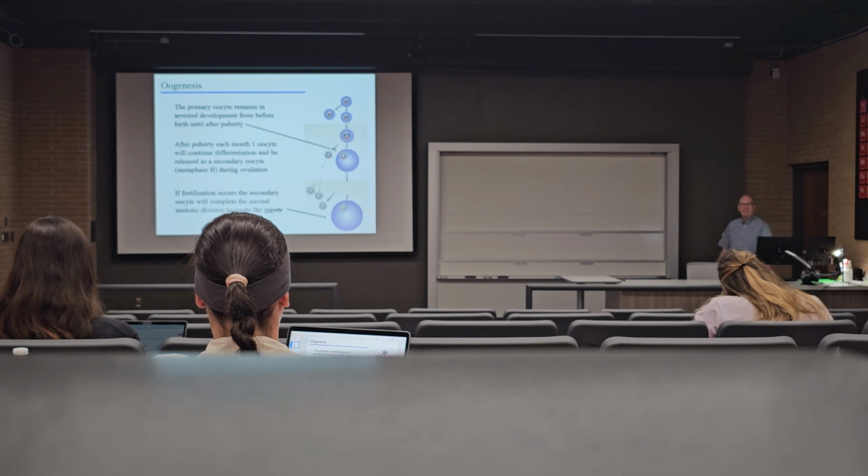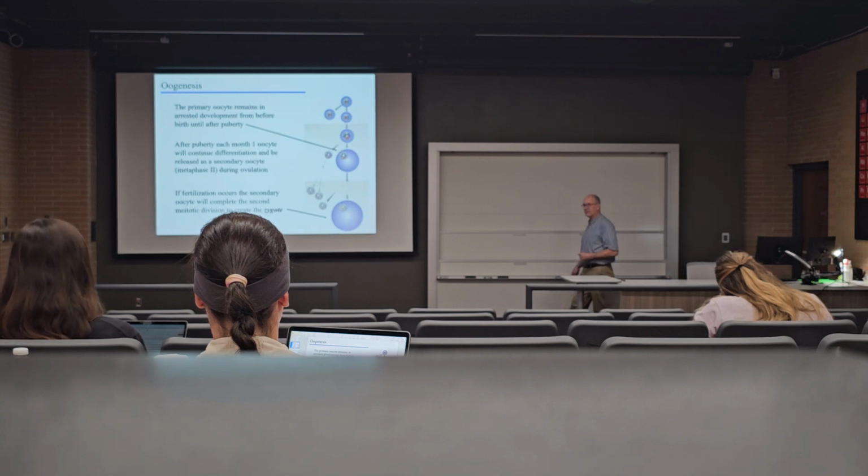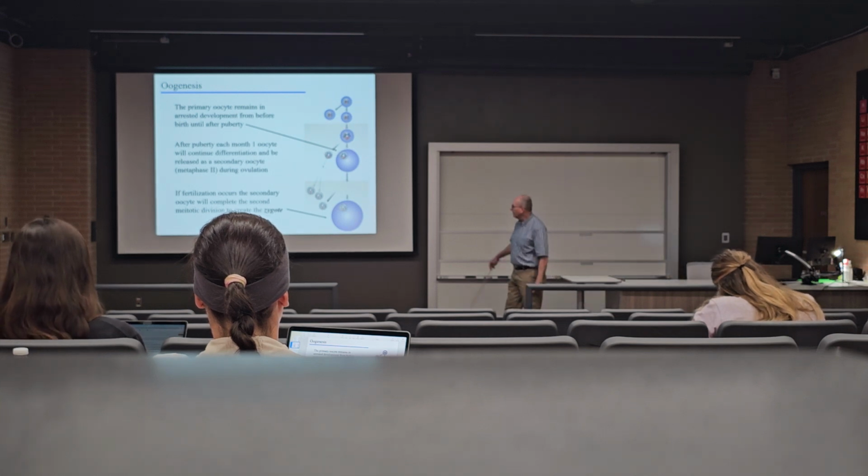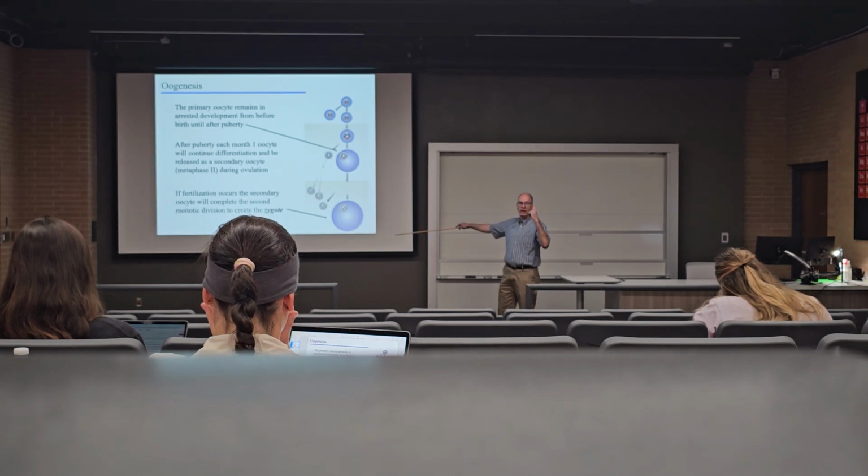And that's the basics of how we get eggs. Any questions on oogenesis? Again, it's somewhat more complicated than what we saw with spermatogenesis, which is a continuous process. This is a very discontinuous process. And instead of producing 4 eggs, we only end up with 1.